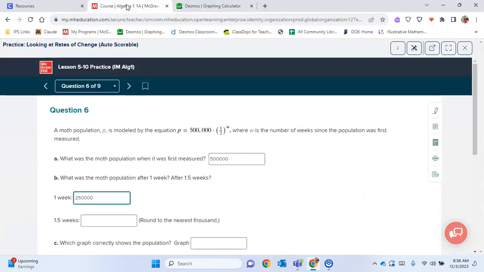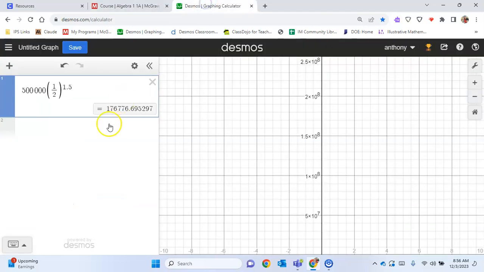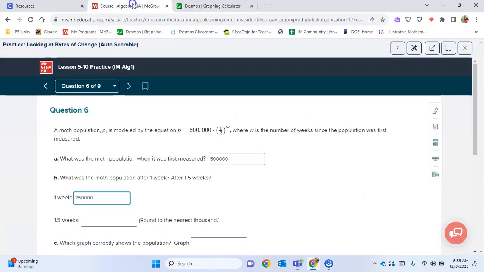Wow. Round to the nearest 1,000. That'd be 177,000. The 6,776 would round up. 177,000.